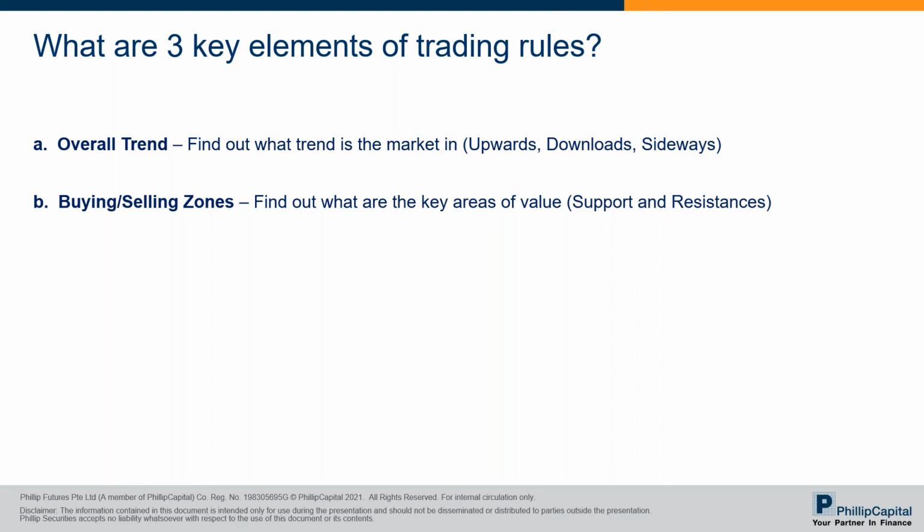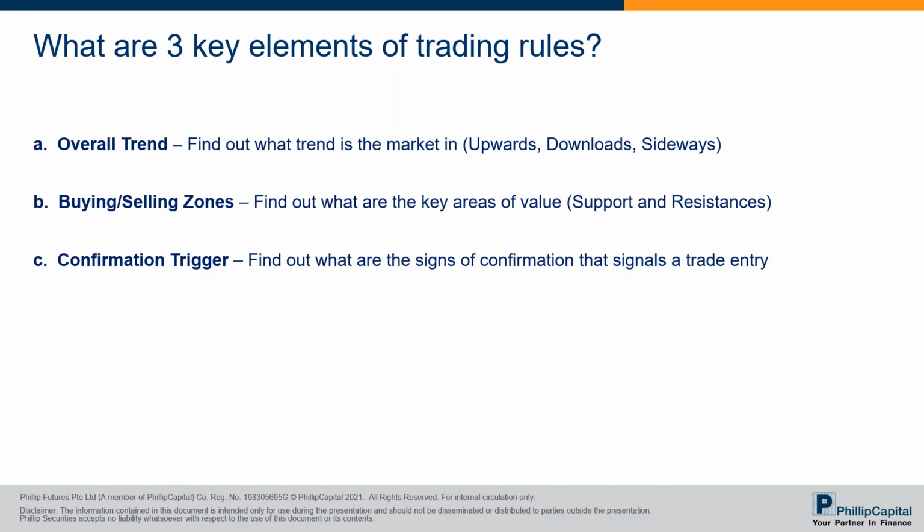For those of you who do not know what support and resistance are, when you look at a pricing chart, you notice that there are always areas where price tends to come into and move away from. Those are zones we call buying and selling zones, where buyers and sellers tend to interact at that level. So you want to make sure that within your trading rules, there are buying and selling zones. Last but not least, you would want a confirmation trigger. What are some signs to look out for that signal a trading entry?